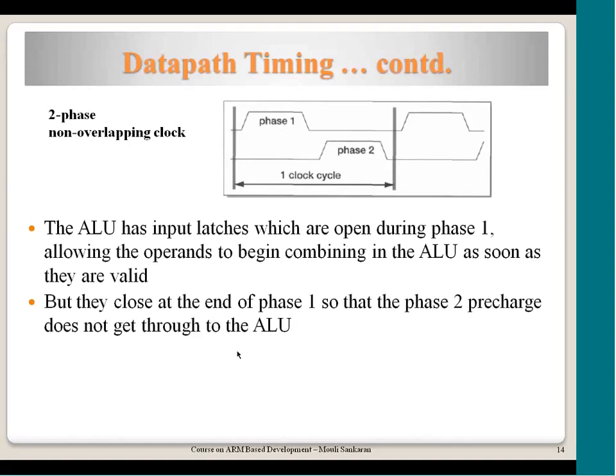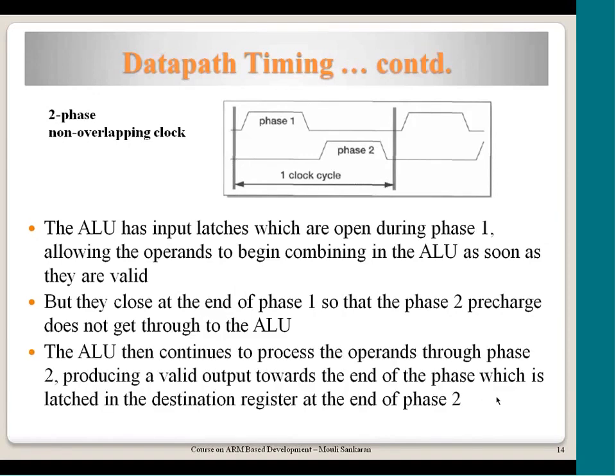They close at the end of phase 1, so the phase 2 pre-charge can happen for the next phase 1 clock. The ALU then continues to process the operands through phase 2, producing a valid output towards the end of phase 2, which is latched into the destination register at this point. So within the clock, what are the operations done? This is the one clock cycle.